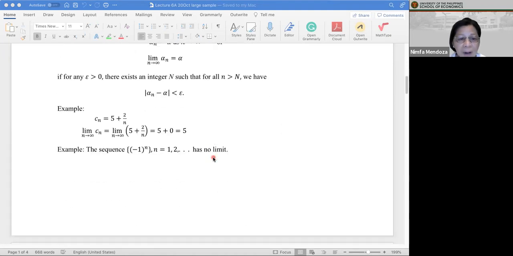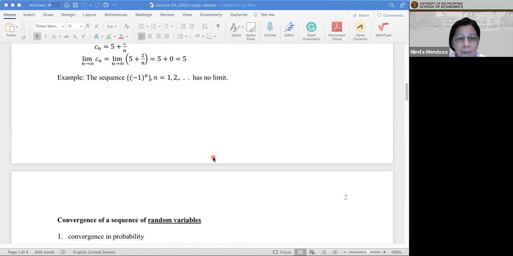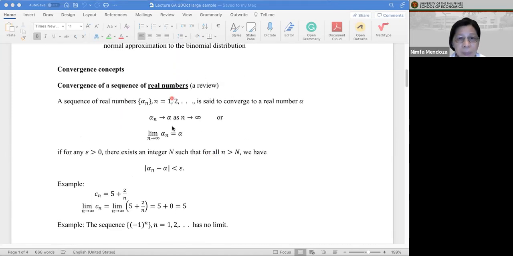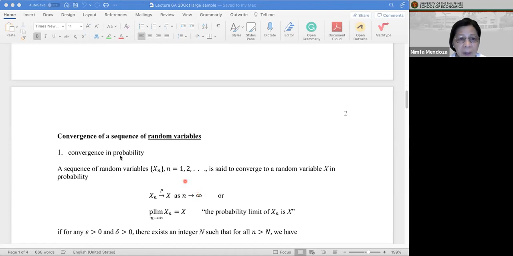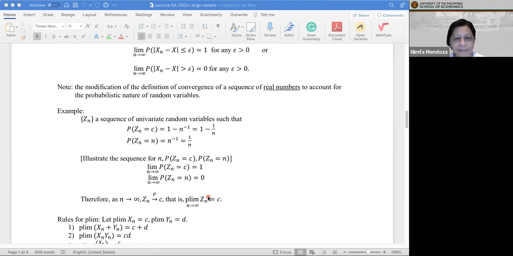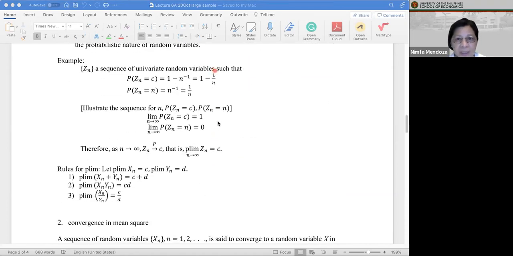So contrast convergence of a sequence of real numbers and convergence in probability of a sequence of random variables. Try to rework this example.